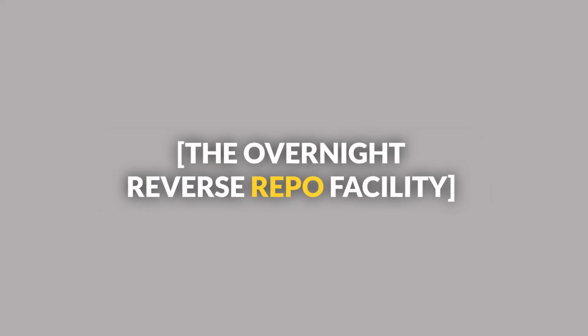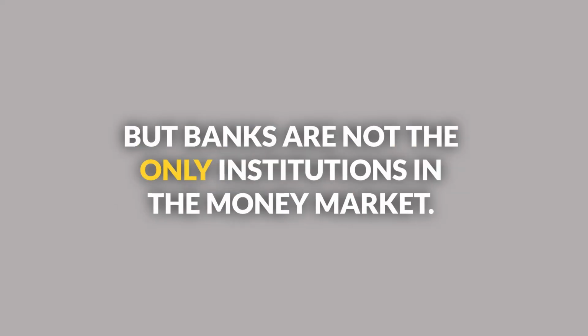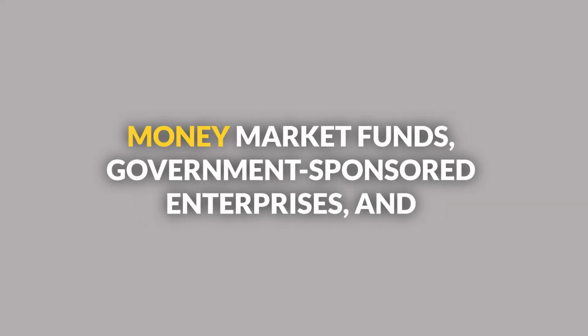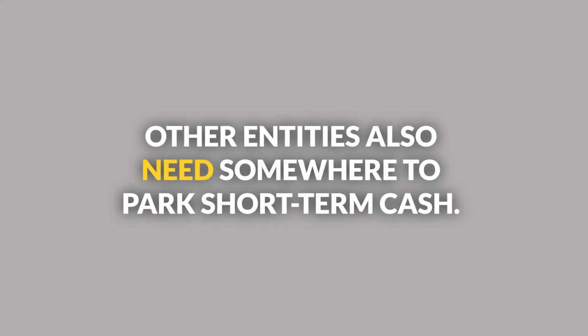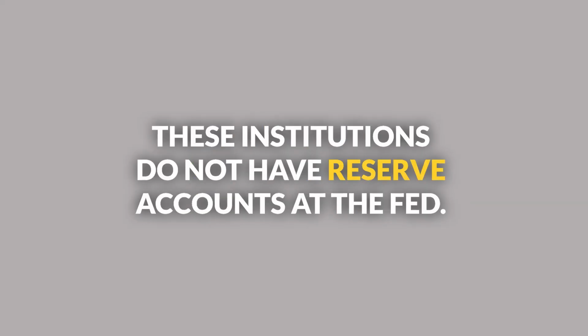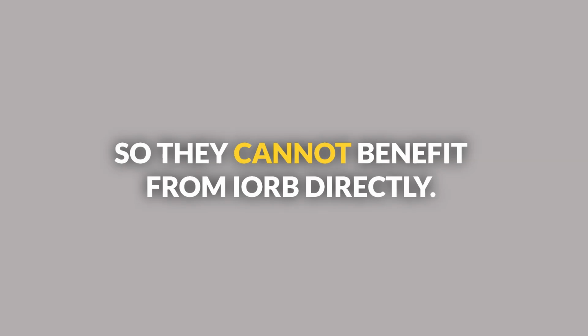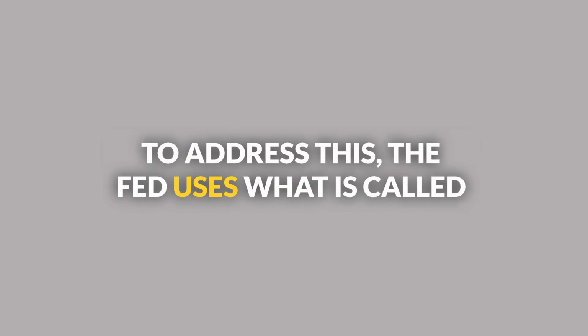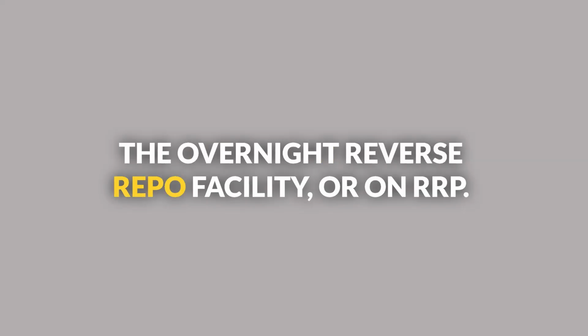The overnight reverse repo facility. But banks are not the only institutions in the money market. Money market funds, government-sponsored enterprises, and other entities also need somewhere to park short-term cash. These institutions do not have reserve accounts at the Fed, so they cannot benefit from IORB directly. To address this, the Fed uses what is called the Overnight Reverse Repo Facility, or ONRRP.